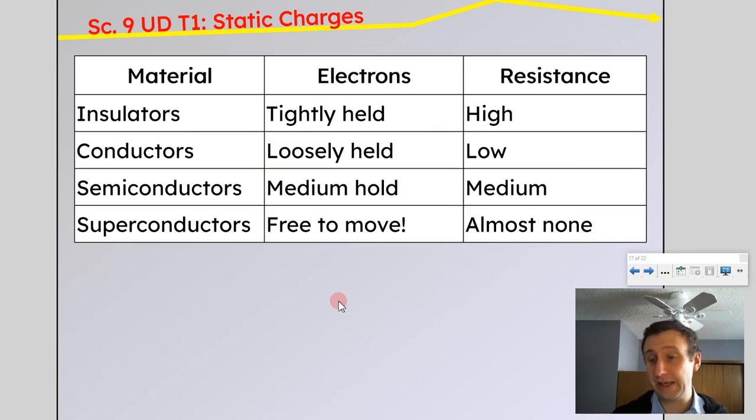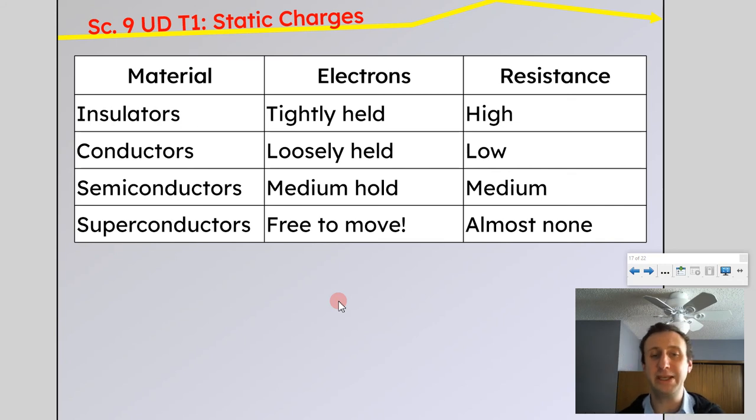Okay, so altogether, here's what you need to know about the different kinds of materials. We have insulators, conductors, semiconductors, and superconductors. In insulators, electrons are held tightly, which results in high resistance to electron flow. Electrons cannot move through easily. In conductors, electrons are loosely held, so there's low resistance. They can move from place to place.